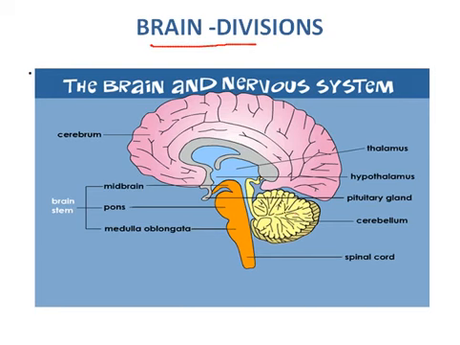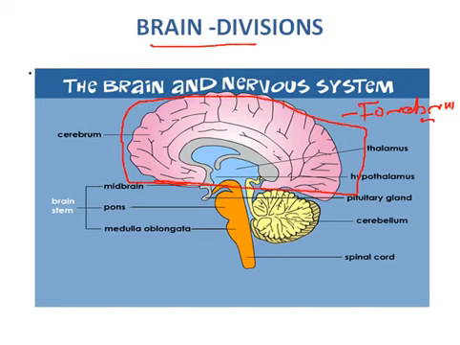All those structures. Okay, so here we will see the divisions of the brain. The entire brain we can divide into three categories. The first one is the forebrain. From this part, this is called the forebrain.